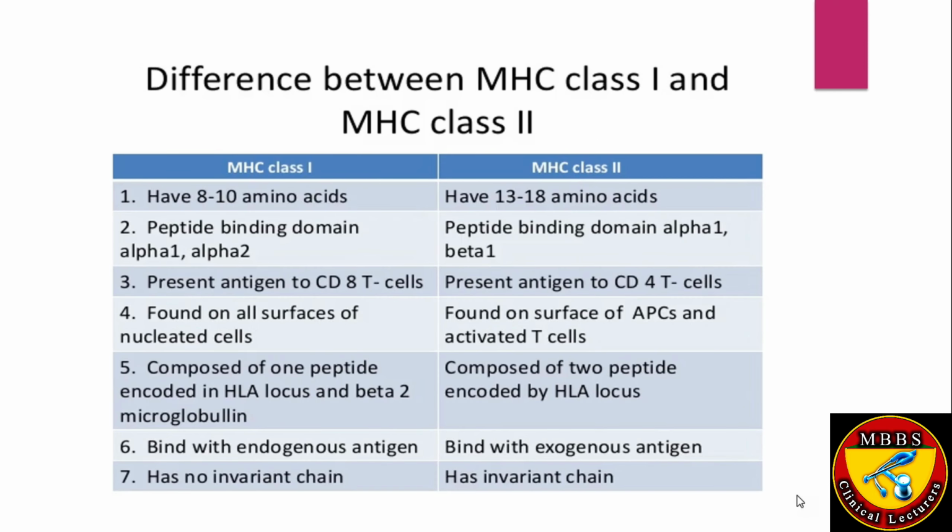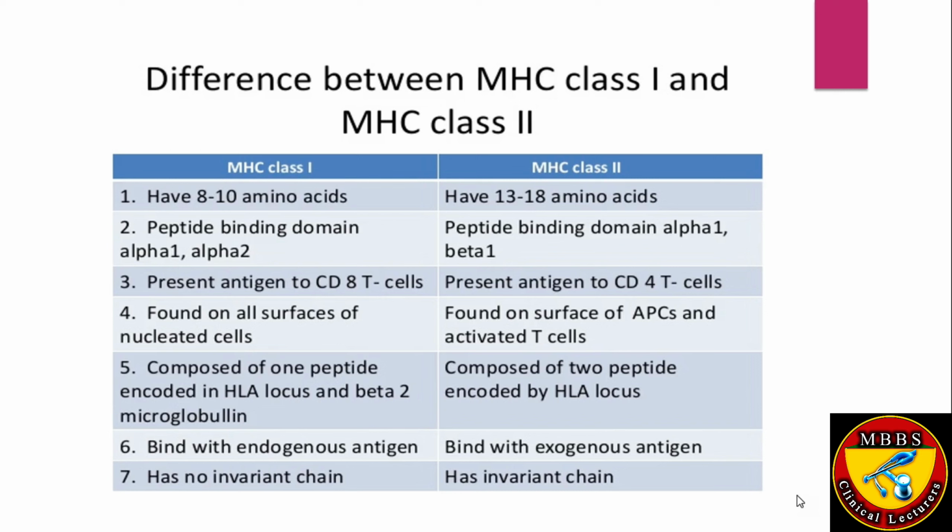So what is the basic difference between MHC class 1 and MHC class 2? Let's see. Okay, MHC class 1 binds peptides of about 8 to 10 amino acids, and class 2 about 13 to 18 amino acids. So it means MHC class 2 is comparatively a larger molecule. The peptide binding domain, this is the part where the peptides are bound. They are alpha 1 and alpha 2 in MHC class 1. In class 2 we have alpha 1 and beta 1.